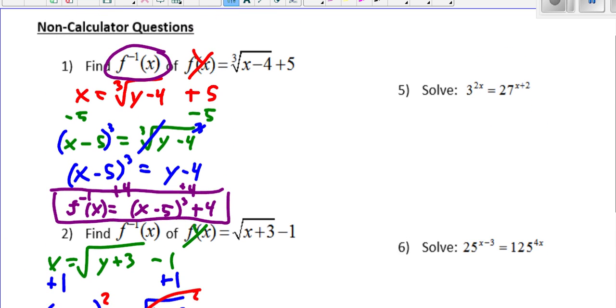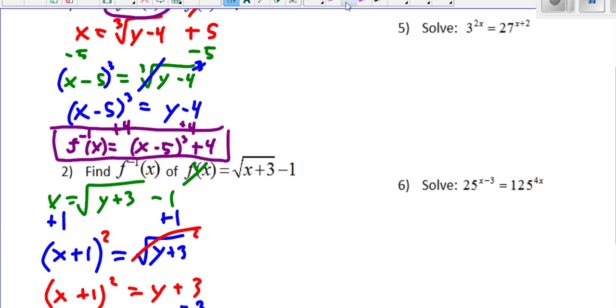When you're solving these equations, when they have two different bases, you want to make them have the same base, so you can just cancel the base. So this is 3 to a power, 3 to the 2x. We want the other side to also be 3 to a power. 27 is 3 cubed, so you just replace it with 3 to the third instead of the 27. And then it's x plus 2. When you have a power to a power, you multiply those exponents.